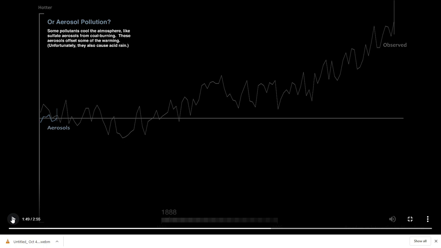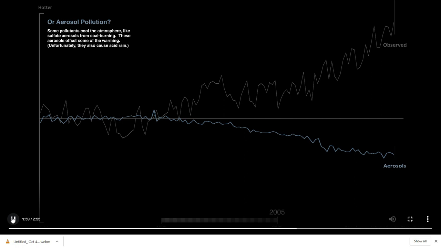So let's run this out. There's your aerosols. You can see it's actually kind of dipping down. So it's really diverging from the observed. So no, it really is greenhouse gases.